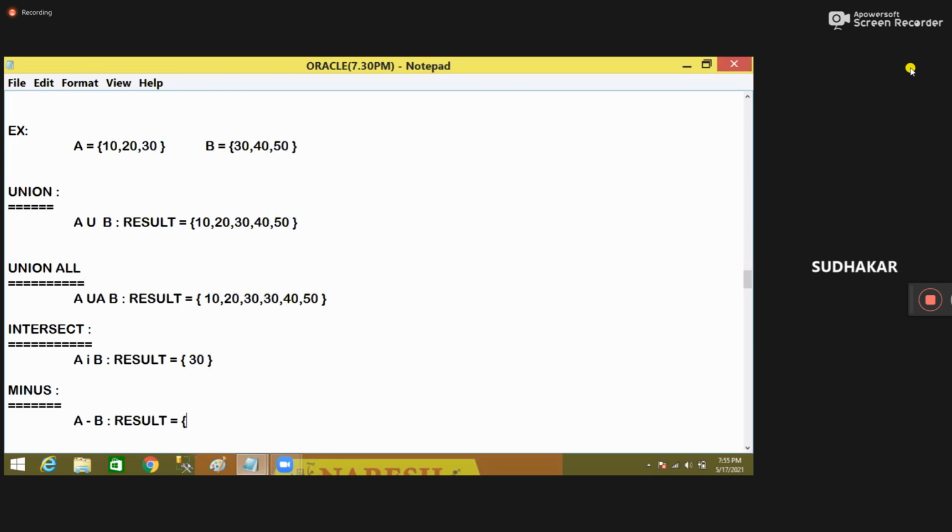Now if I'm giving A minus B, A is the left side and B is the right side. In the left side set A, the unmatching values are 10 and 20. 30 is a matching value because 30 is in the B side, but 10 and 20 are not there. So my result is the values taken from the left side set which should not be in the right side set, that means 10, 20.